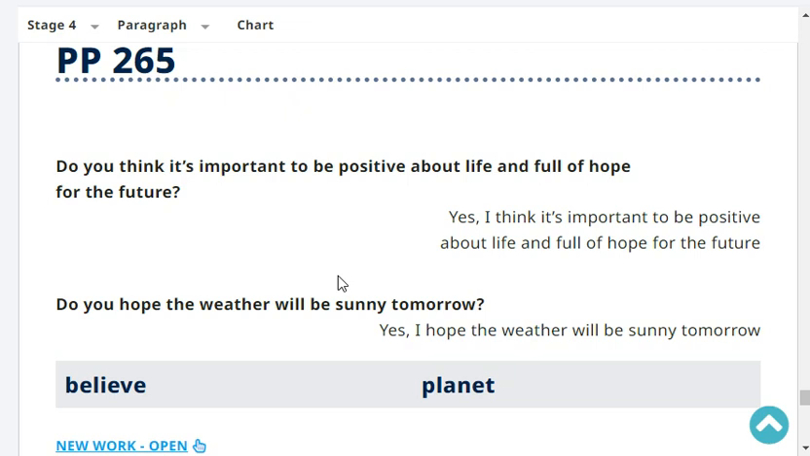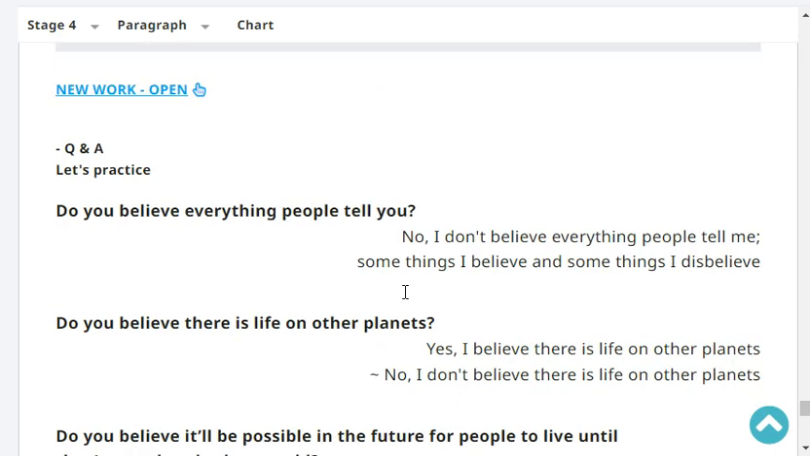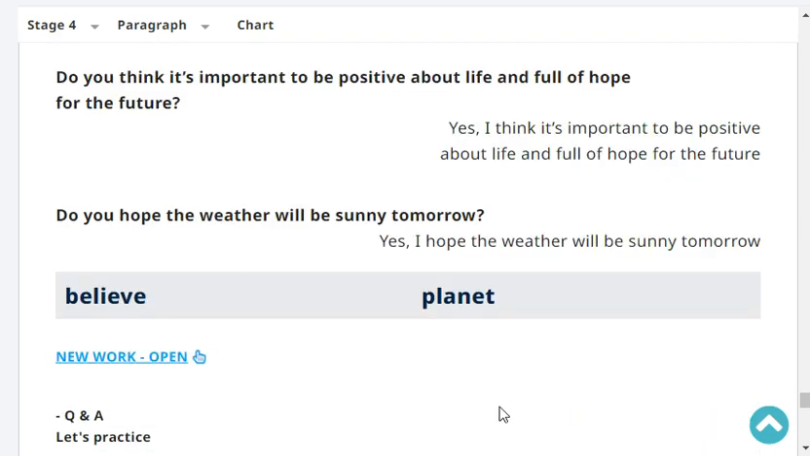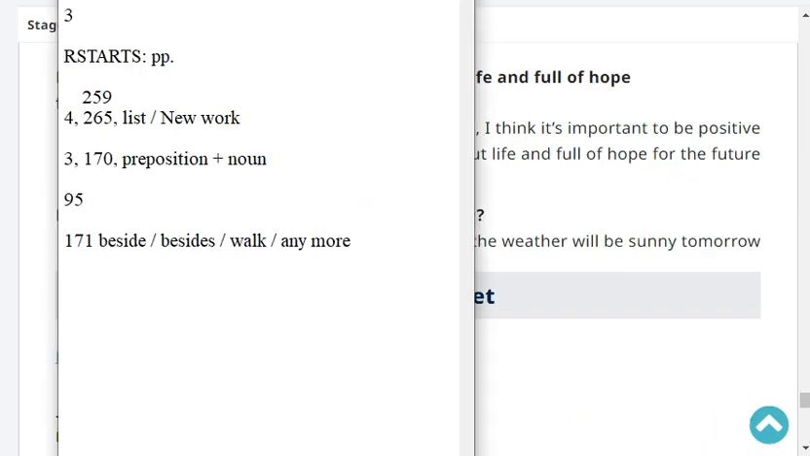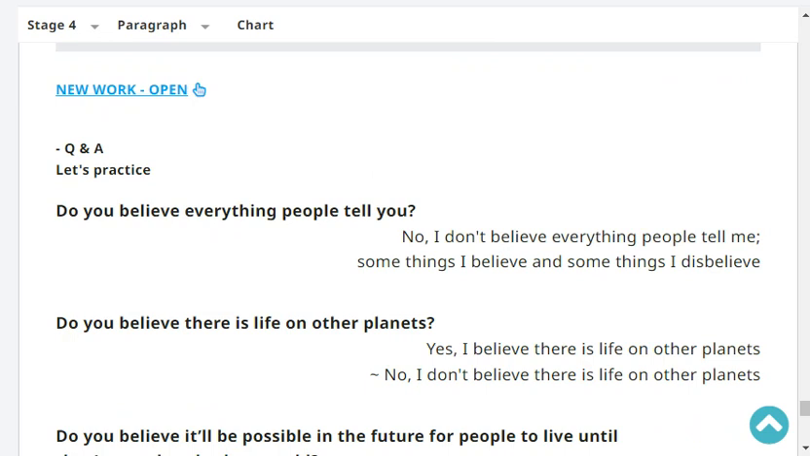Yes, I think it's important to be positive about life and full of hope for the future. Reggie, do you hope the weather will be sunny tomorrow? Yes or no? Yes, I hope the weather will be sunny tomorrow. Very good.